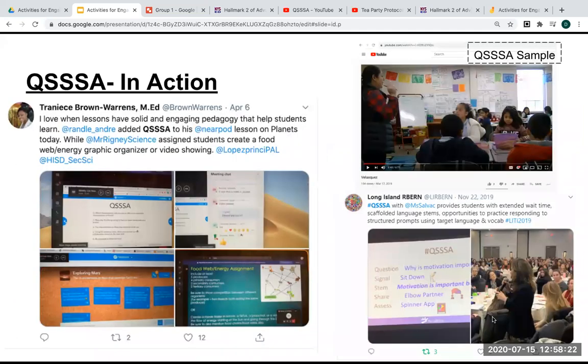Here are some images of QSSSA in action. Two of them are screenshots from Twitter, and the large image on the left shows how they're using QSSSA in a Nearpod lesson. And you can see the image in the bottom left corner with the 4 photos. That's where the students were using Nearpod to put in their response and share their responses.